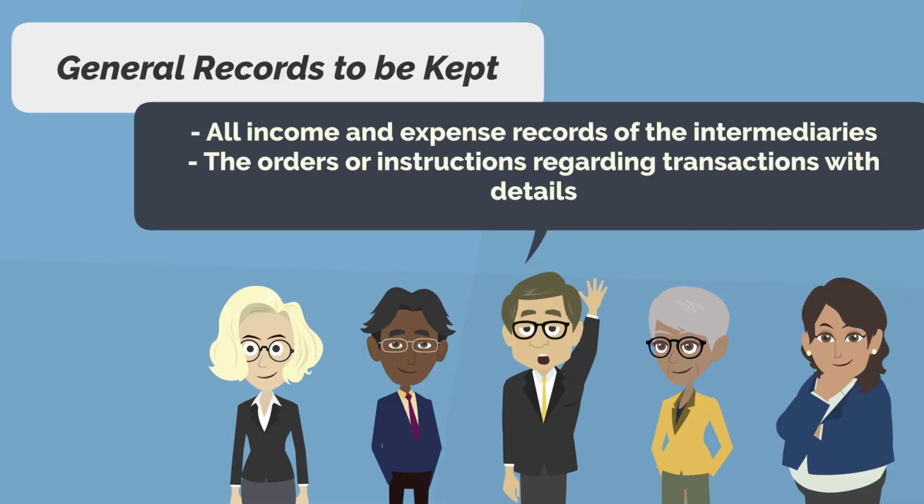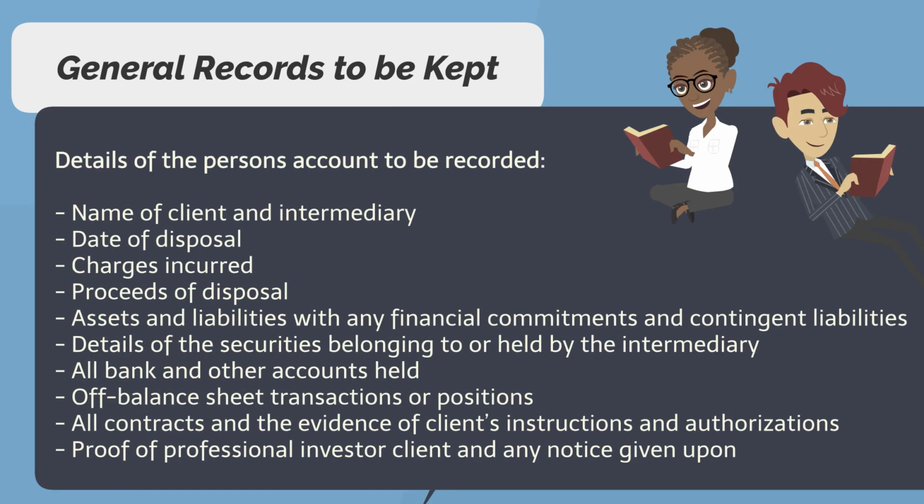In general, the intermediary must maintain records of all money received or paid, income and expenses, and transaction orders or instructions, along with the relevant details of the individuals involved. The records should include the names of the client and intermediary, date of the transaction, charges incurred, and proceeds received. Additionally, the records should provide information on assets, liabilities, financial commitments, contingent liabilities, securities held by the intermediary, bank accounts, off-balance sheet transactions, and positions.